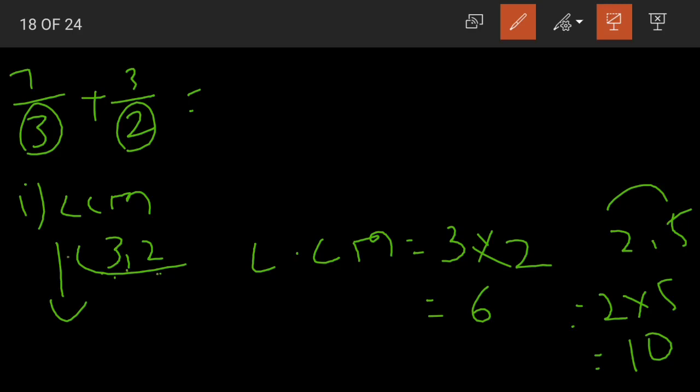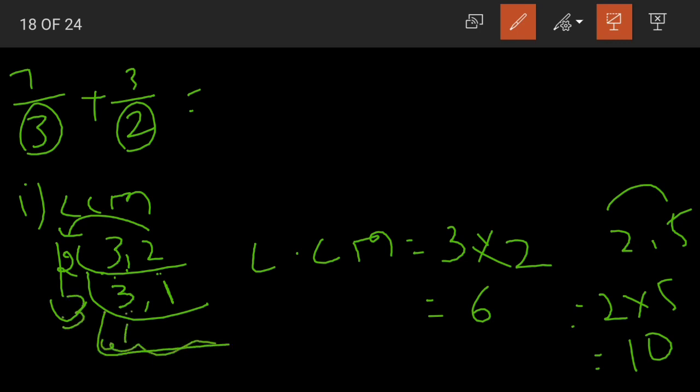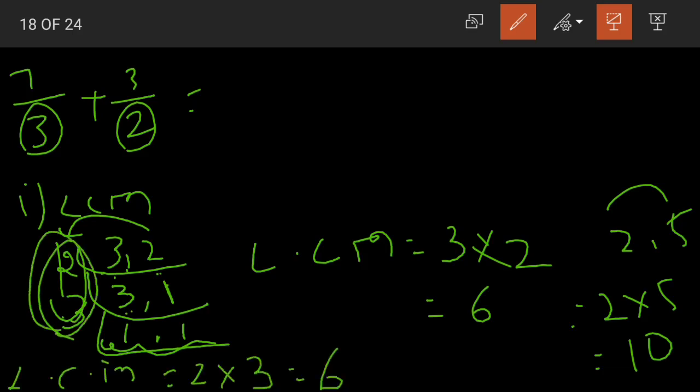3 comma 2. First let us start with the prime number 2, because here 2 is divisible. Now 3 is not divisible by 2, so we'll write 3 as it is. Now we know that 2 ones are 2, so we'll write 1 here. Clear, students? Now we are having 3 here, so I will take 3 because this 3 is divisible by 3. 3 ones are 3 comma 1 as it is. Now what will the LCM be? LCM will be 2 into 3, that is equal to 6.